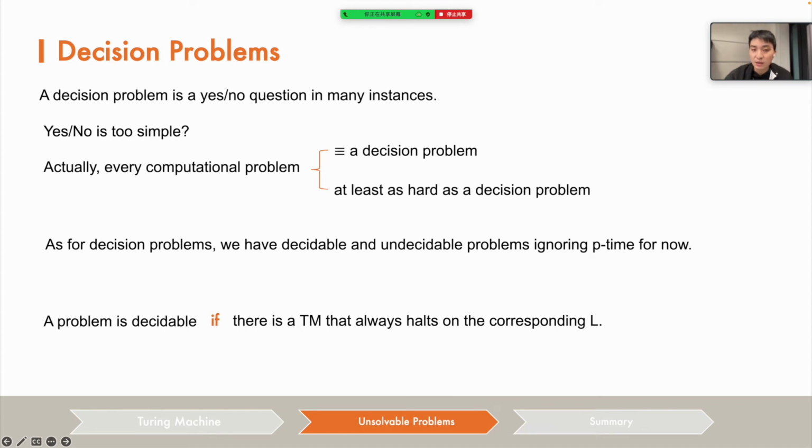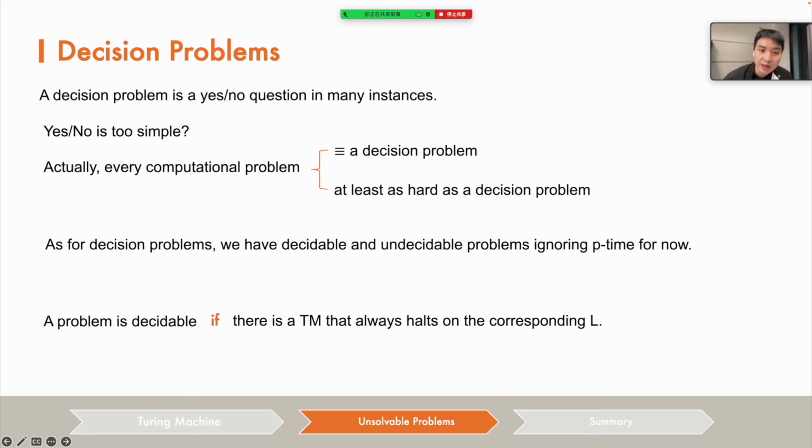Moving on, we next talk about the decision problems. A decision problem is a yes or no question in many instances. You may think a yes or no question is too simple, right? However, every computational problem is either equivalent to a decision problem or it is at least as hard as a decision problem. As for decision problems, we have decidable and undecidable problems, ignoring p-time for now.